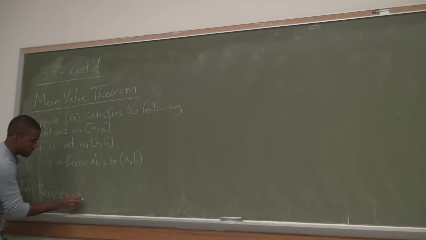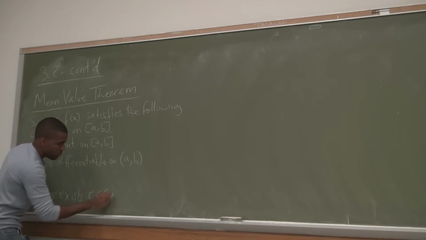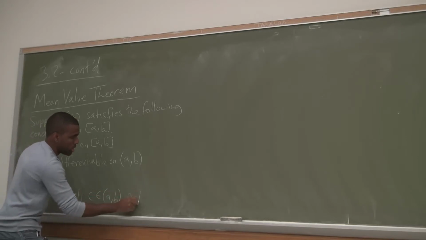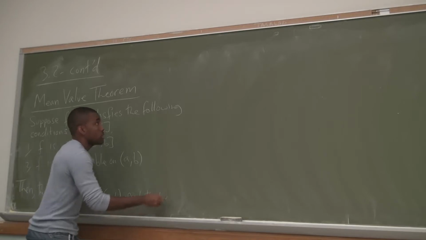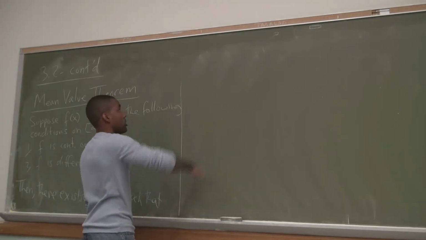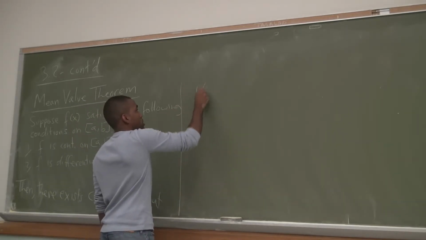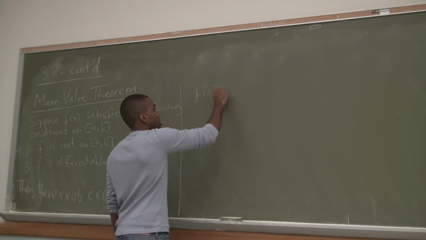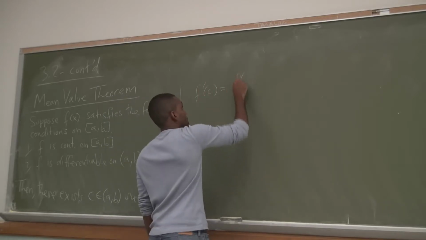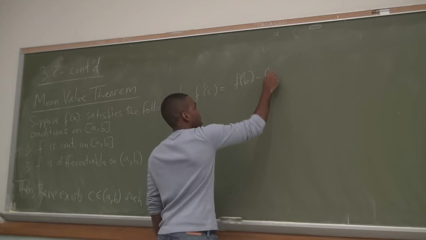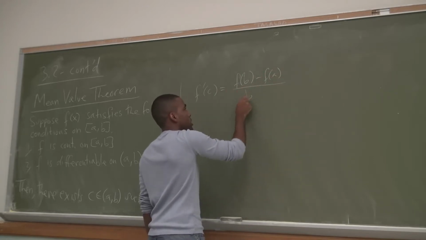Then there exists c in (a, b) such that, here's the important conclusion, f prime of c equals f of b minus f of a over b minus a.